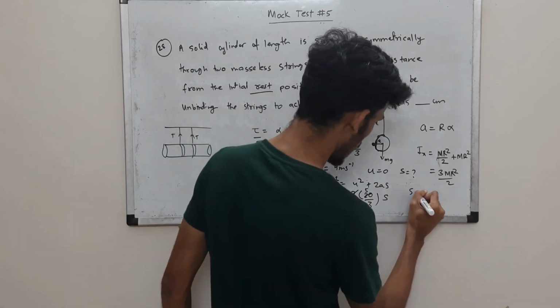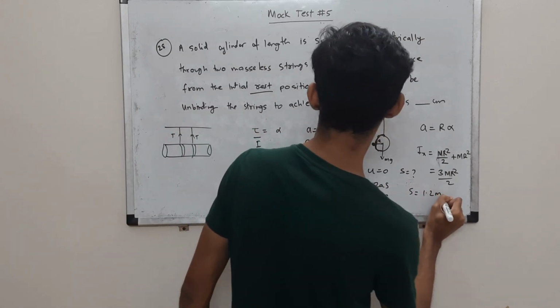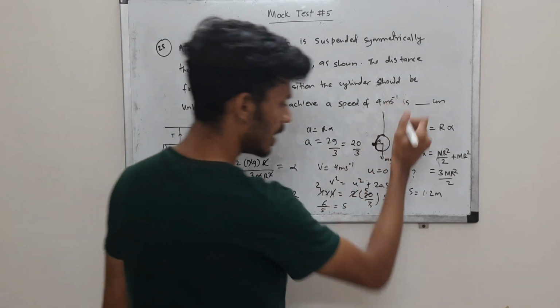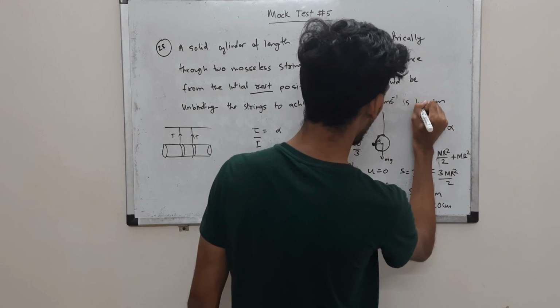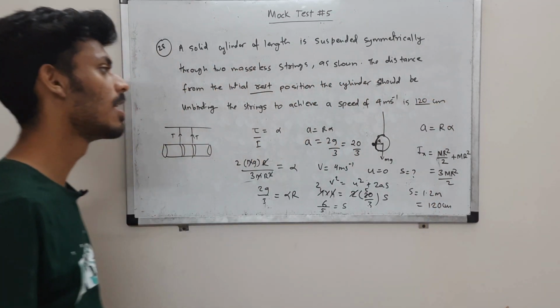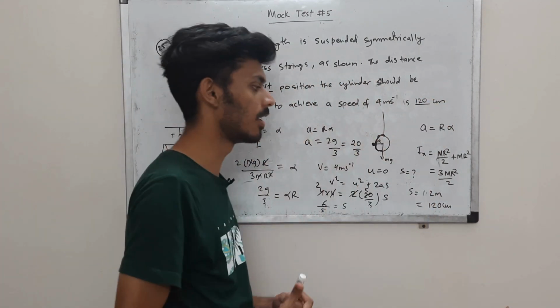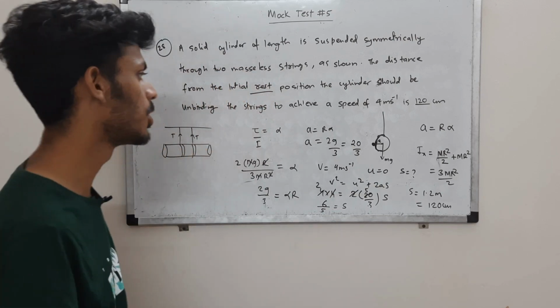Which is 6 by 5, which is 1.2 meters. Okay, here we want the answer in centimeters, so it will be 120 centimeters. Quite tricky, huh? Okay, so 120 centimeters is the correct choice. That's the numerical value that we were supposed to input.